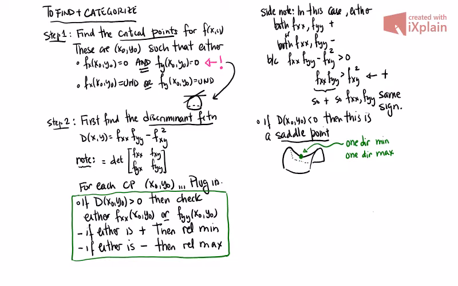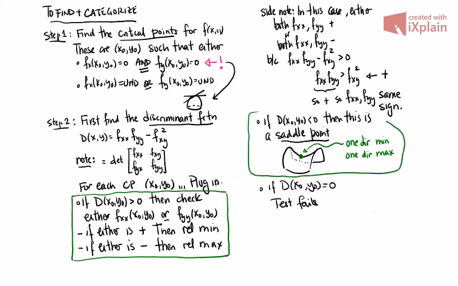And then, last but not least, if the discriminant is 0, then the test fails. So in that case, it becomes much more complicated. We won't go there, because there's no first derivative test. You need to do more serious analysis. You need to dig around in the functions.